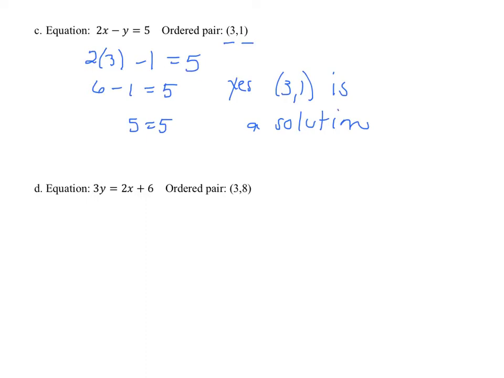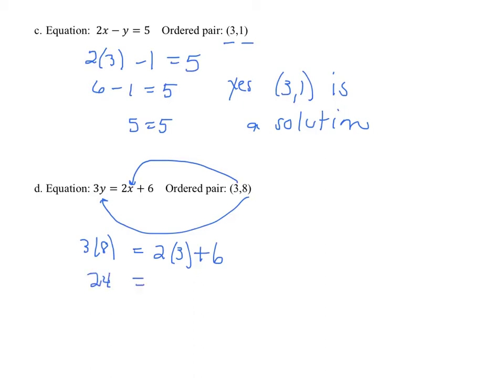Okay, let's do the next one. 3, 8. This one, we change it up. We've got to put 3 in for x and 8 in for y. So it's 3 times 8 minus 2 times 3 plus 6. I would recommend writing it out first before you do any of the math. 3 times 8 is 24. 2 times 3 is 6. Plus 6, 24 does not equal 12. Therefore, no, 3, 8 is not a solution.